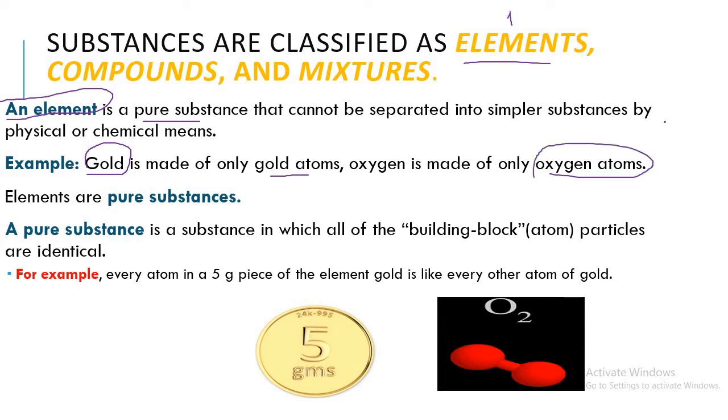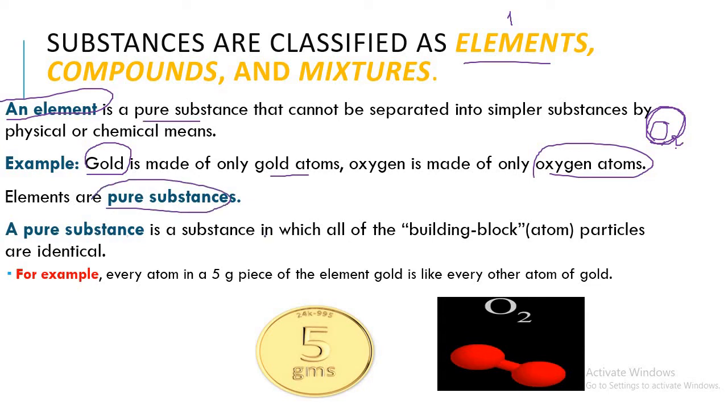So oxygen, O2, is made of only oxygen. It's an element, a pure substance that cannot be separated. We cannot separate this oxygen molecule. So it's an element. Elements are pure substances.